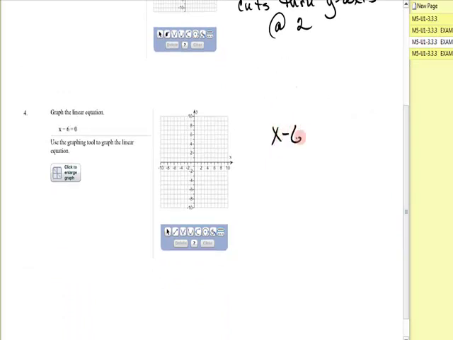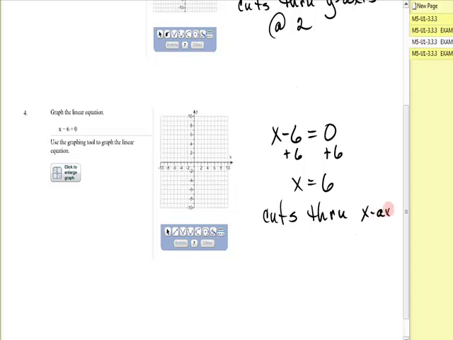Now I have X minus 6 is equal to 0. I need it in the form X equals, so I'll add 6 to both sides. X is equal to 6. It's a line that cuts through the X-axis at 6. All right, the X-axis at 6 is right there. It has to be a vertical line, any other point along that vertical line, and there we go.